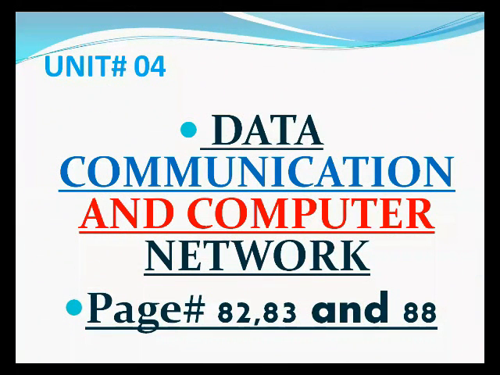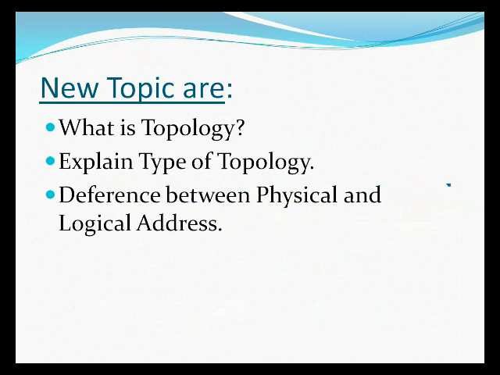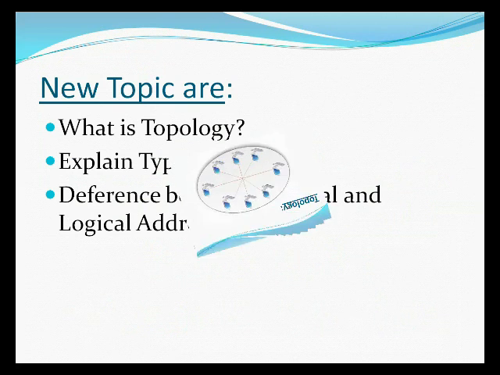Now, we continue with unit number 4, data communication and computer network. Now, open your books and see page numbers 82, 83 and 88. Today our topic is what is a topology, types of topology, and the difference between physical and logical addresses.